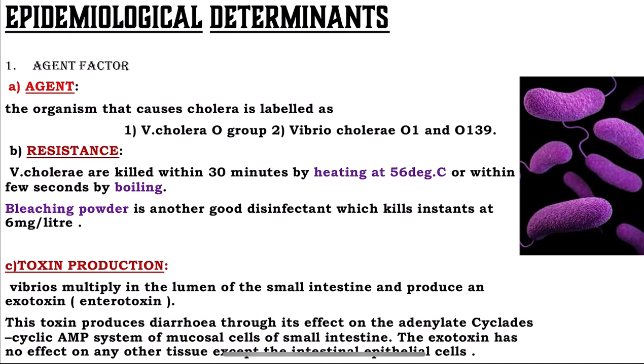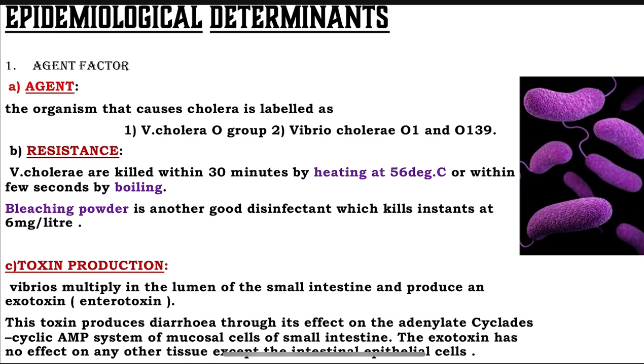So what do we understand? How is the resistance of Vibrio cholerae? It is killed within 30 minutes. You can kill the Vibrio cholerae within 30 minutes by heating at 56 degrees Celsius, and within a few seconds by boiling.